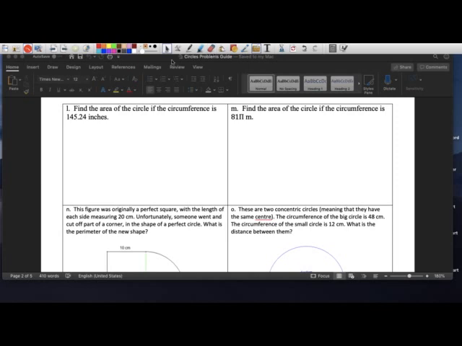Find the circumference, find the area. Okay, again, we need to find the area of a circle. Well, we don't have the radius, but we're given that the circumference is 145.24. So we can find the diameter and divide that by 2 to find the radius. Let's divide both sides by pi, and then we're going to get the diameter: 145.24 divided by pi is 46.23, and the decimals continue, by the way.